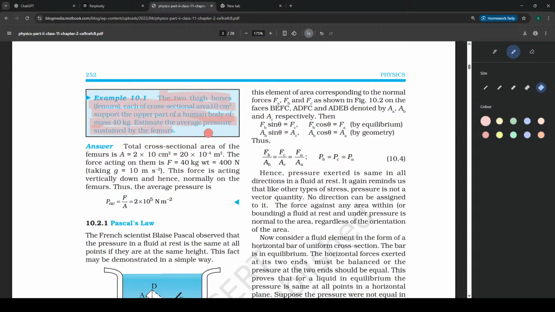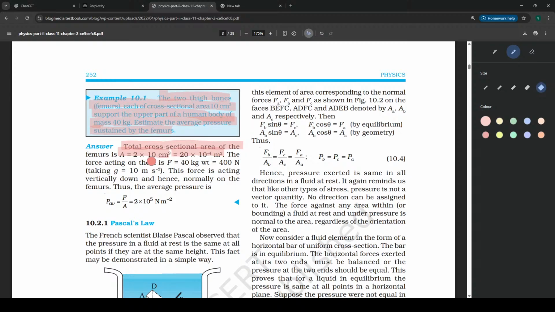Force by area, which is equal to 2 into 10 pi r square basically. They already gave the area. We don't need to calculate it, 10 centimeter square. But since we have two femurs, it will be 2 times 10 centimeter square. Okay, then let's see the solution. Total cross sectional area of the femurs is 2 into 10 centimeter square including both the femurs. We can write it in terms of meter, 20 into 10 power minus 4 meter square.